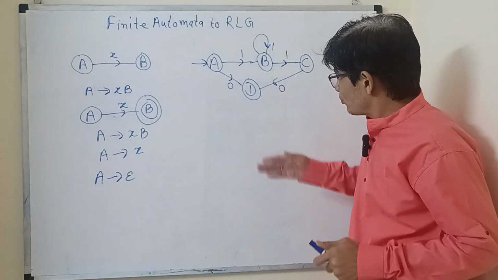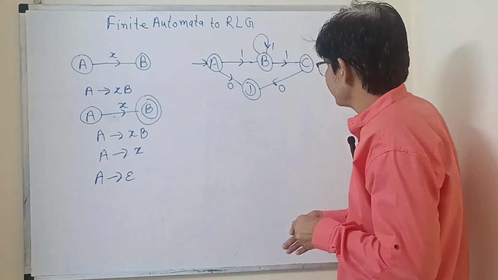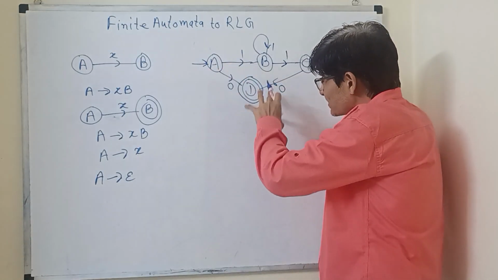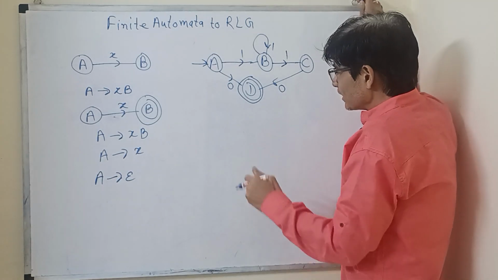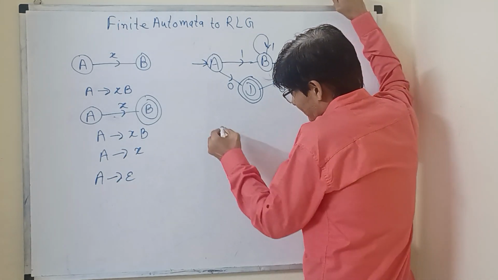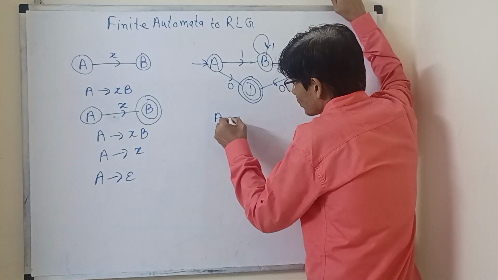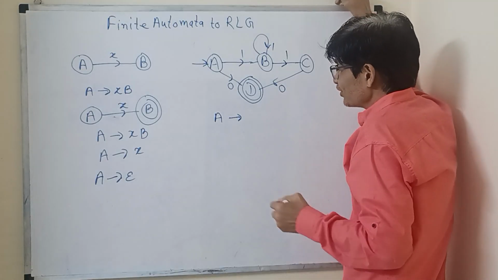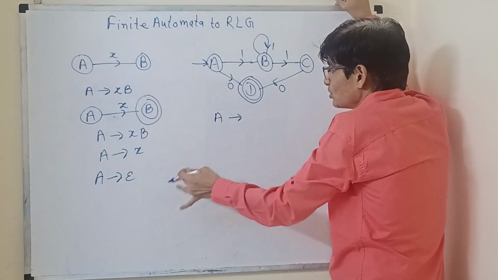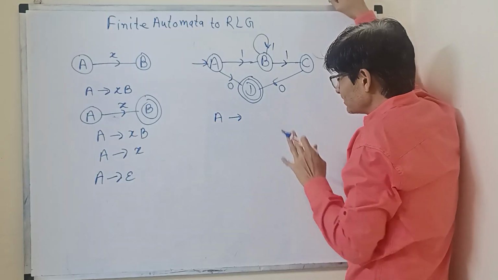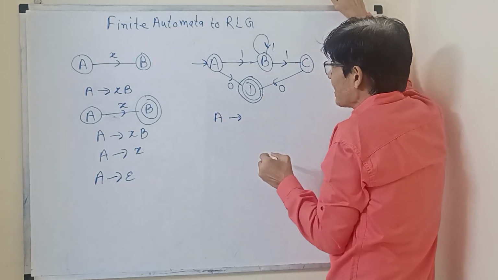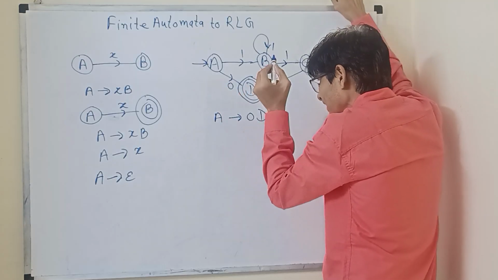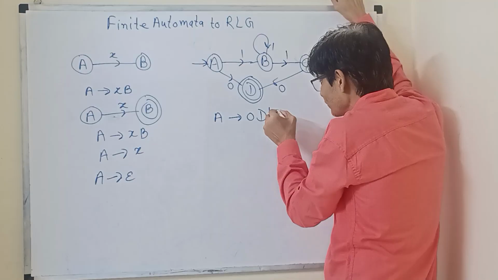So now friends, this is one more example where we have four states. D here is the final state. So now we will convert this particular finite automata into RLG. We are considering A first. This is one NFA, if you observe. So we will now apply all these rules on this particular finite automata. On A, if we are applying 0, we are moving to D. And as it is a final state, I can add one more production here.